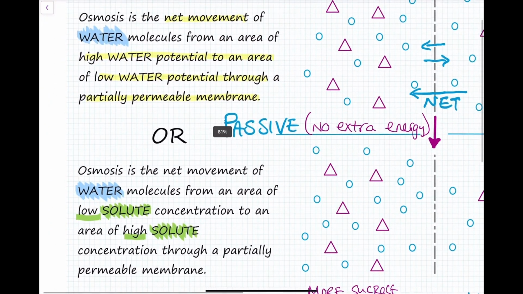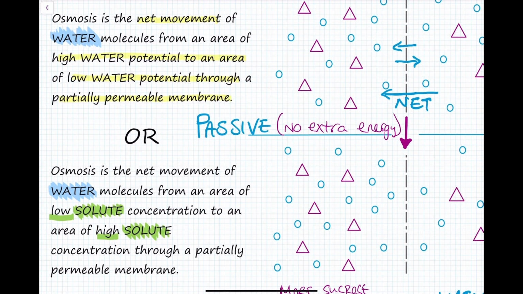So to summarise, osmosis is the net movement of water from an area of high water potential to an area of low water potential through a partially permeable membrane.